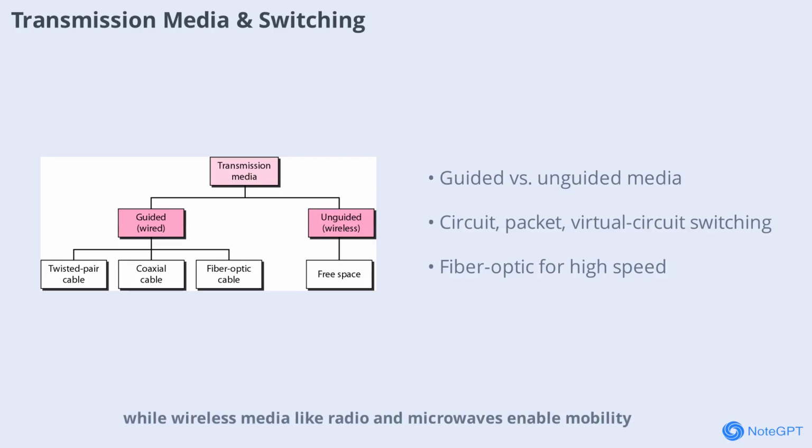But connecting every device directly isn't practical for large networks. That's why switching is used. There are three main types: circuit switching, dedicated paths like traditional phone calls; packet switching, data split into packets as in the internet; and virtual circuit switching, a mix of both. Packet switching, used by the internet, is efficient and flexible, allowing data to find the best path to its destination.